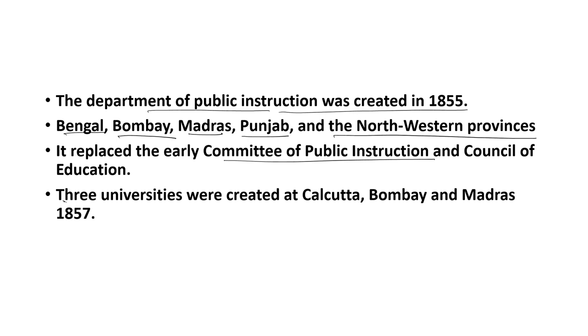Another major recommendation tendered by Sir Charles Wood was the creation of 3 universities in Calcutta, Bombay and Madras. The 3 universities were created, first in Calcutta in February 1857. In the same year, in March, Bombay University was created. In July 1857, Madras University was created. Thus, the 3 universities were created in 1857.